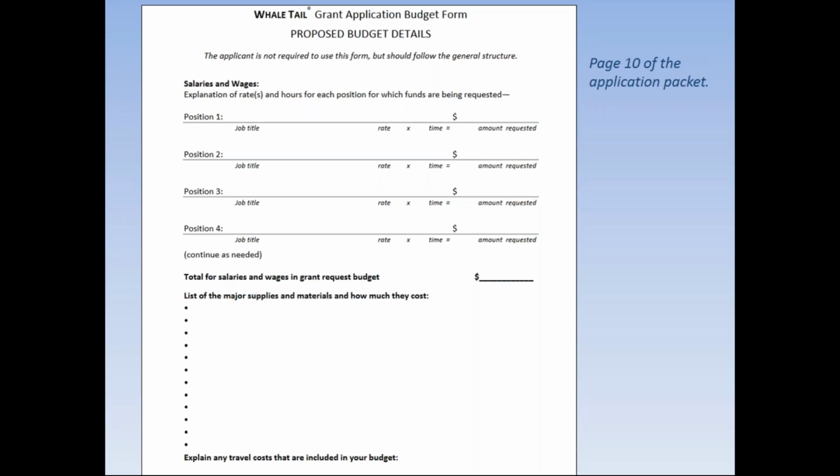If you list grant funding for supplies and materials, please list the major items here so it's clear what you're requesting money for. And at the bottom, there's a place to briefly explain any travel costs that are included in your budget. For example, you might write bus rentals for field trips or mileage for traveling to the project site. And you do need to realize that travel outside of California cannot be funded by this grant.